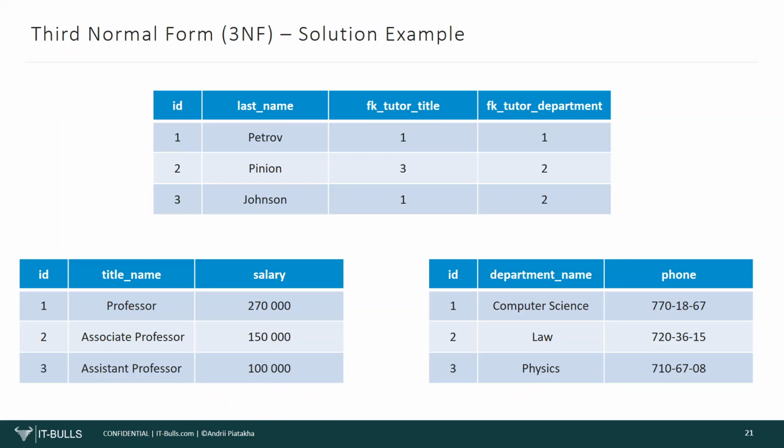To remove all transitive dependencies and make sure that all relations are in third normal form, let's split this data between different tables. We need to create 3 tables to achieve this. Tutor table with last name, title, and department. Title table with title name and related salary. Department table with its name and phone. That's it.